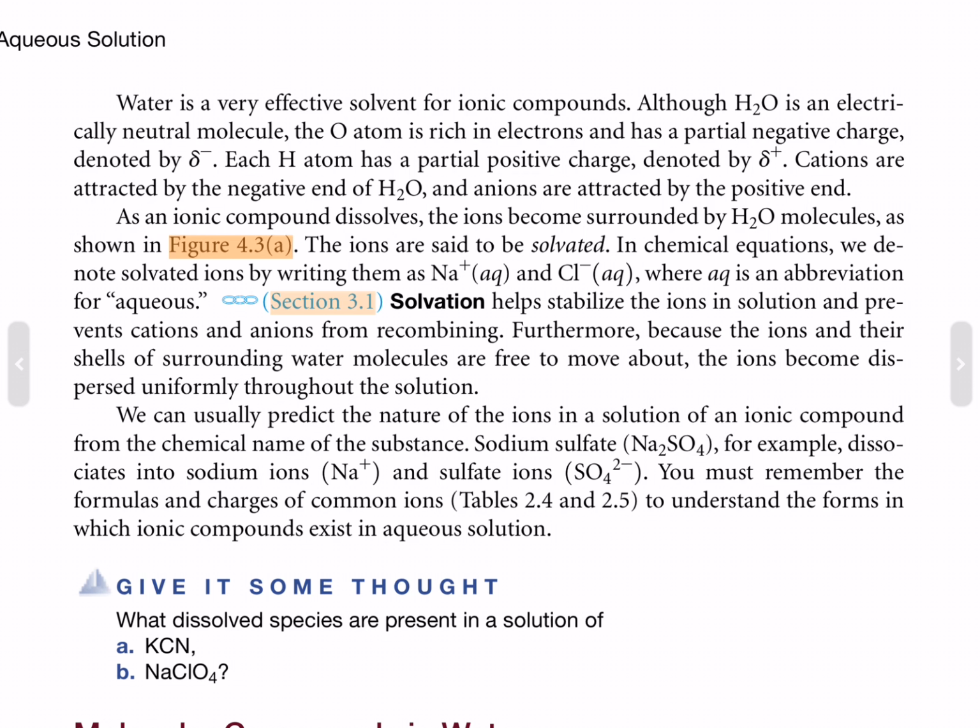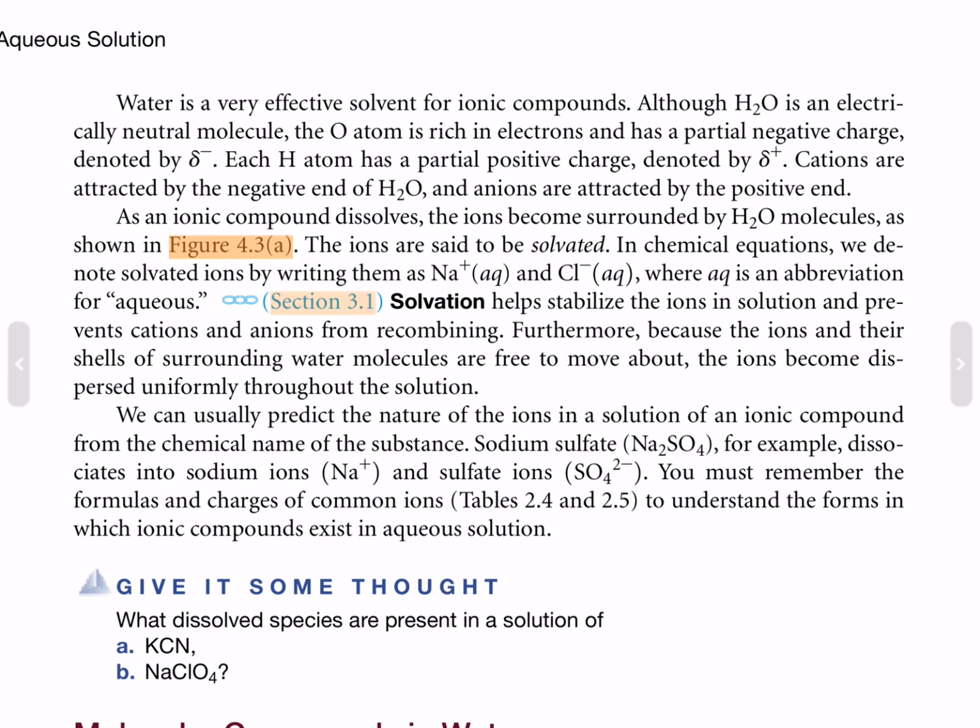Water is a very effective solvent for ionic compounds. Although water is an electrically neutral molecule, the oxygen atom is rich in electrons and has a partial negative charge, denoted by a delta negative. Each hydrogen atom has a partial positive charge, denoted by a delta positive. Cations are attracted by the negative end of the water, and anions are attracted by the positive end. As an ionic compound dissolves, the ions become surrounded by water molecules, as shown in Figure 4.3a. The ions are said to be solvated.